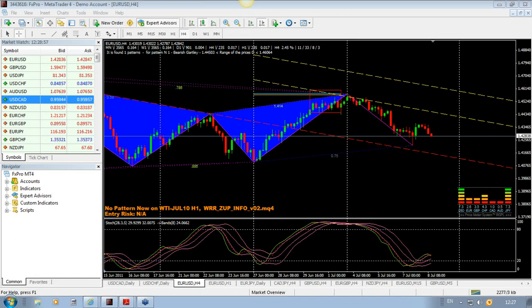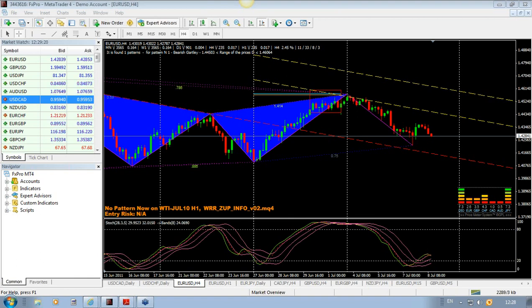Dave asks, would you look for a bearish or bullish candle to enter? No, that's the beauty of this strategy. You don't look for candles, you look for price, exact price.